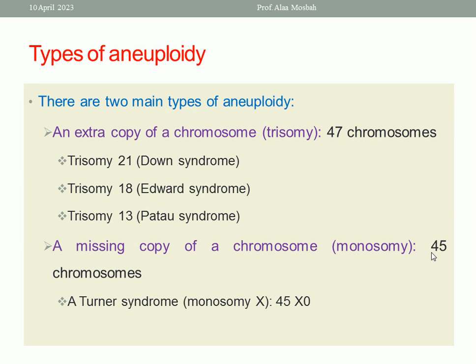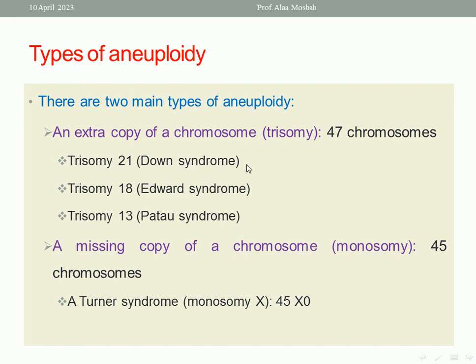So what are the types of aneuploidy? We have, as I said, 2 main types of aneuploidy. If there is an additional copy of a chromosome, we call it trisomy. So the cell may contain 47 chromosomes. If there is a missing copy of a chromosome, we call it monosomy. So you should be familiar with these expressions. Trisomy means an extra copy of a chromosome is present and the cell contains 47 chromosomes, for example. Monosomy, a missing copy of a chromosome, so the total number of chromosomes could be 45 in spite of 46. Okay?